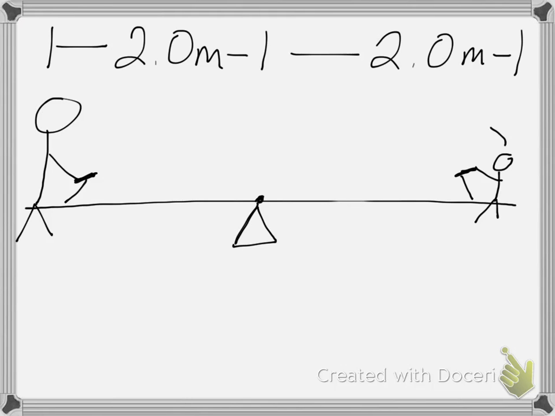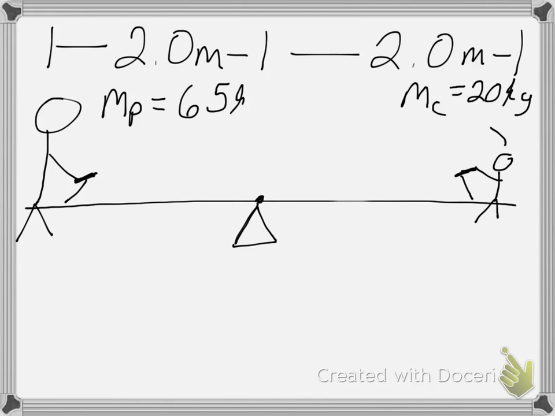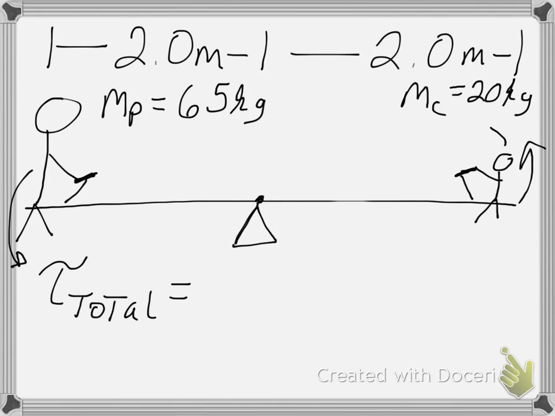Now let's let the child have a mass of 20 kilograms. We'll put MC for the mass of the child. We'll let him be 20 kilograms. And the mass of the parent, we'll let them be 65 kilograms. So if they both sit on the teeter-totter in this arrangement, what is the total torque that the teeter-totter feels? Well, we all know from experience that the heavier parent is going to rotate down and just sit there unless they push up with their legs, and the helpless child will be thrust up into the air like this.